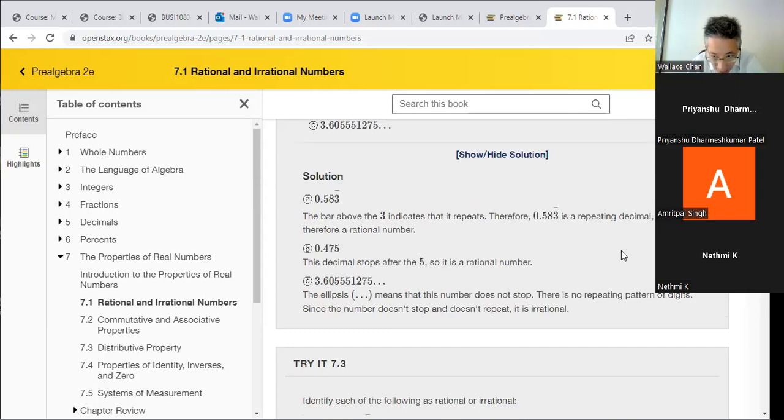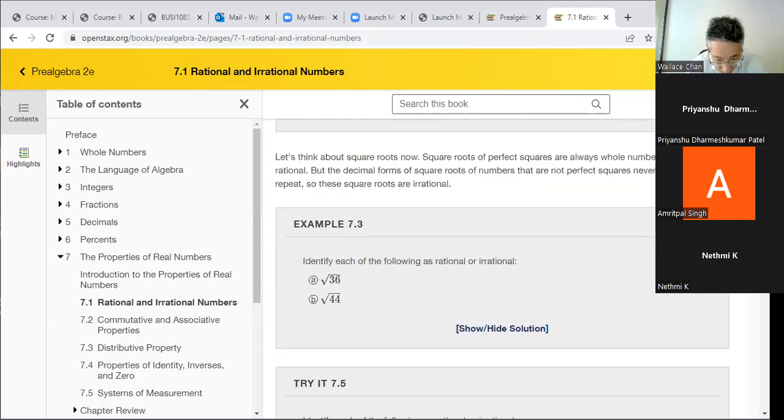The first one is a repeating decimal, therefore a rational number. The second one stops after the 5, so again it's a rational number. The third one means the number does not stop. When you see the dot dot dot, it means the number does not stop. But not stopping is only one condition. Then you want to see if there's any repeating pattern. You cannot see any repeating pattern. Because of these two conditions, you say this number is irrational.